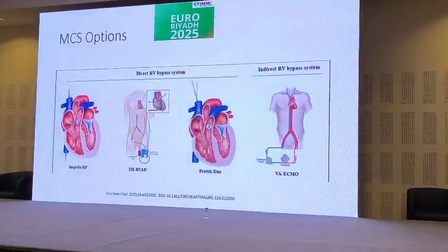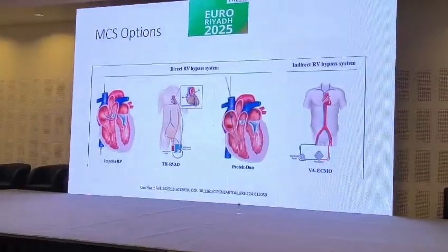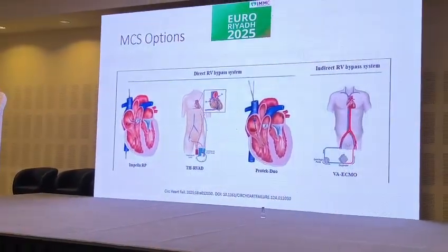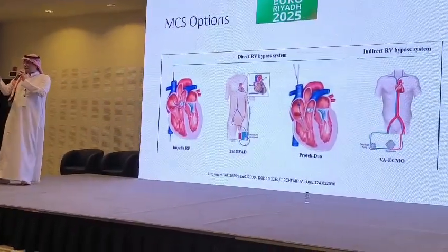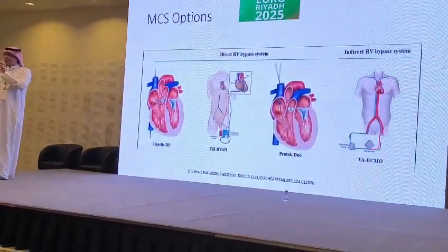And the other way around is true. If you have an RV that looks very severely hypokinetic on echo, but on PA catheter the numbers are good, then you may as well just support the left side with an LVAD, and then your RV will do fine. So the numbers are fine.